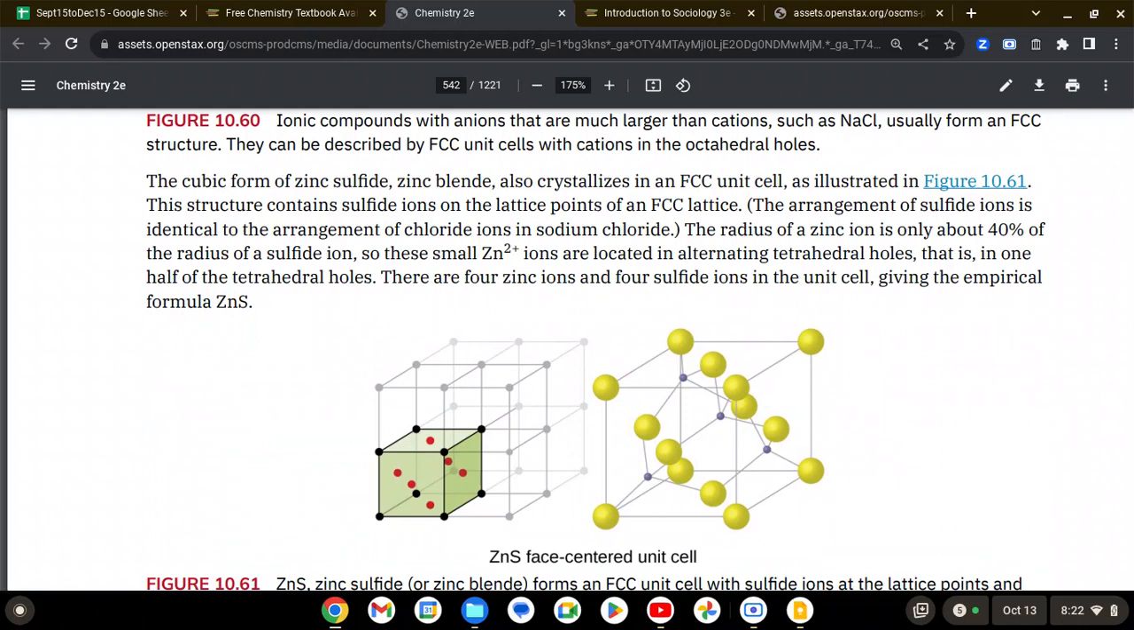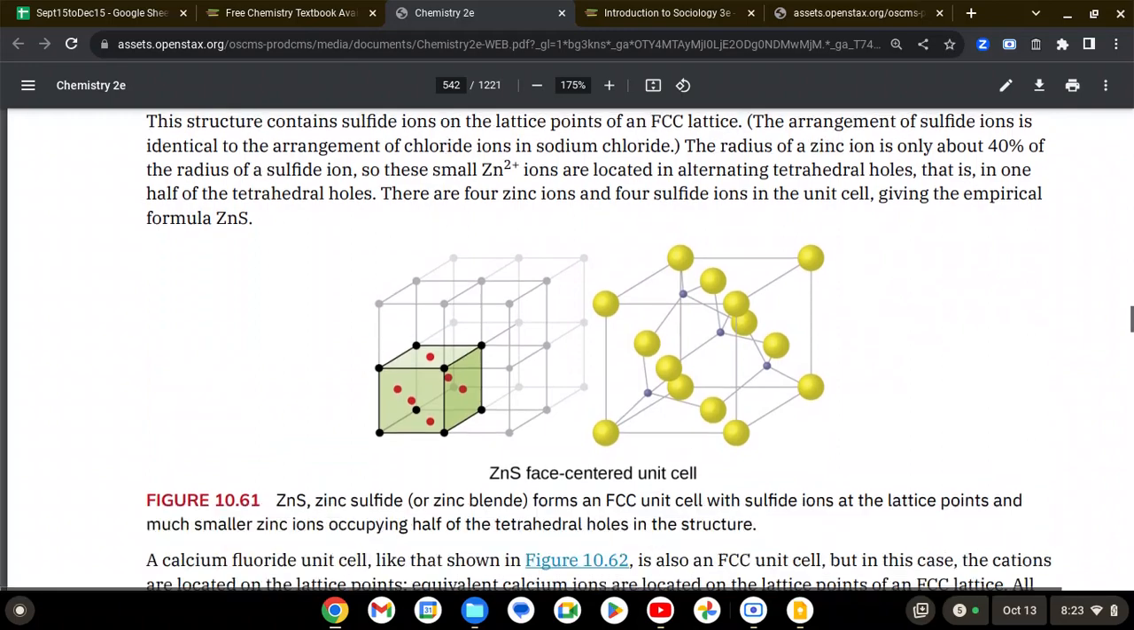The radius of a zinc ion is only about 40% of the radius of a sulfide ion, so these small Zn2+ ions are located in alternating tetrahedral holes, that is, in one half of the tetrahedral holes. There are 4 zinc ions and 4 sulfide ions in the unit cell, giving the empirical formula ZnS.